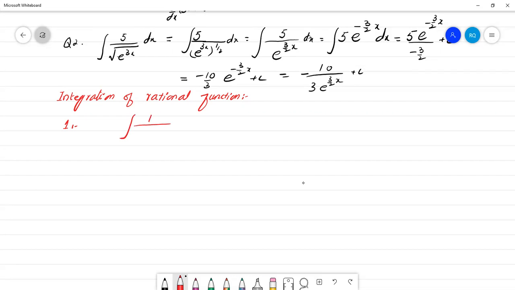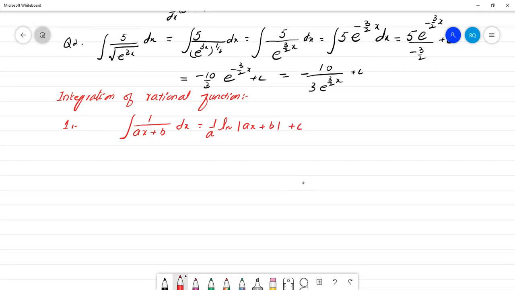1 over ax plus b dx. Remember that if the numerator is 1 and the denominator is a linear function with whole power 1, again, I will explain: if the denominator is a linear function of x and the numerator is 1, then its integral will be 1 over a log natural of ax plus b.